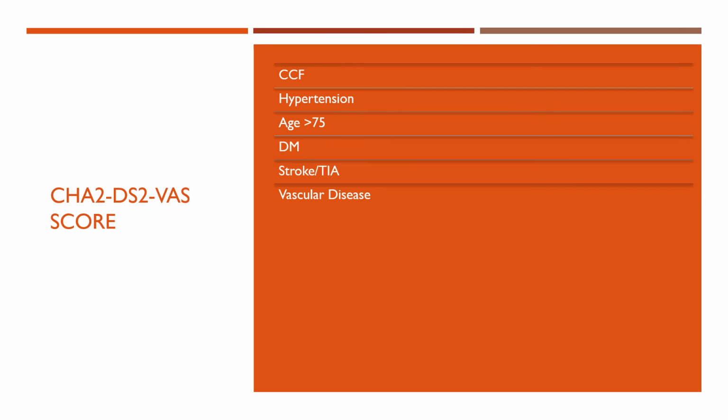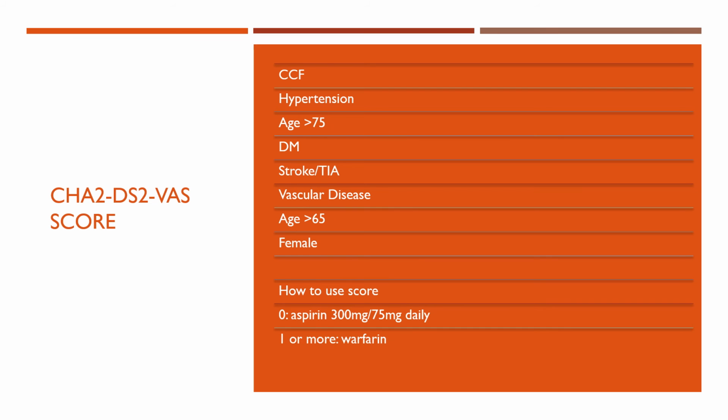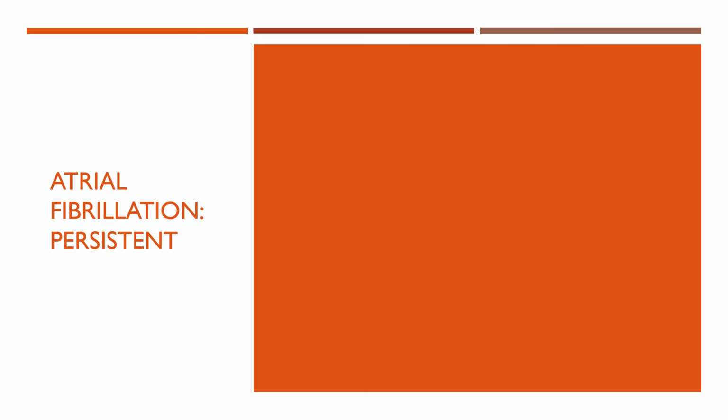So just quickly, going over the CHA2DS2-VASc score, it's very important that you understand the risk factors for anticoagulation and not anticoagulating. So typically with AF, for paroxysmal AF, if the score is 0, then we give 300 milligrams and then 75 milligrams of aspirin daily. If it's 1 or more, then we need to consider warfarin or a DOAC.